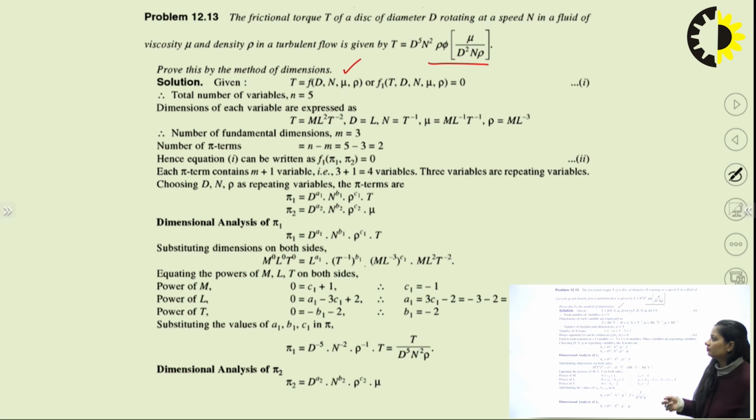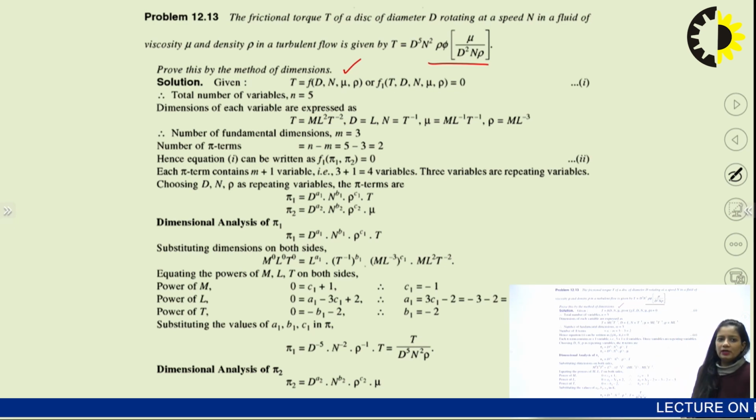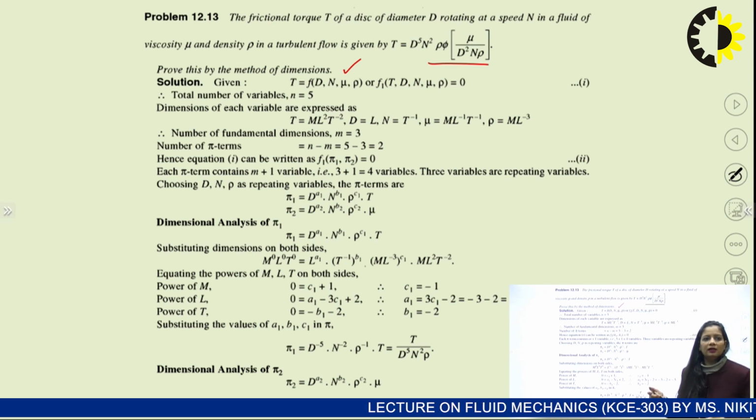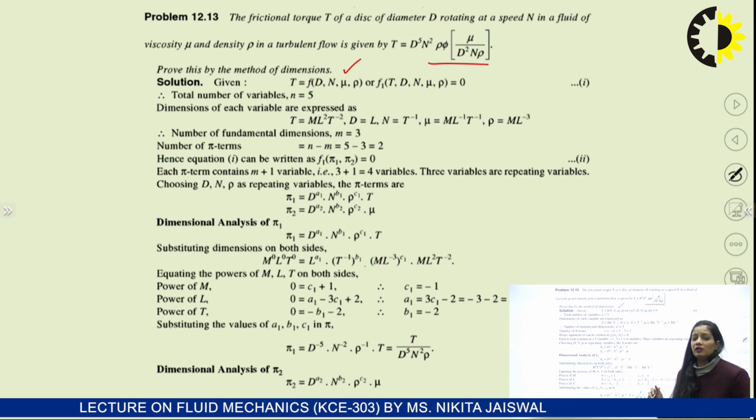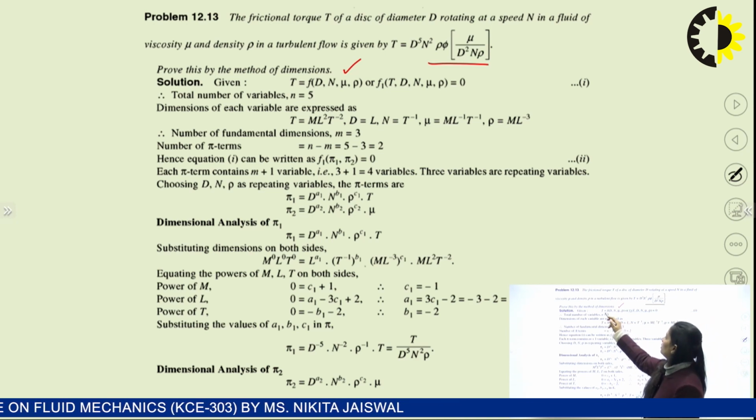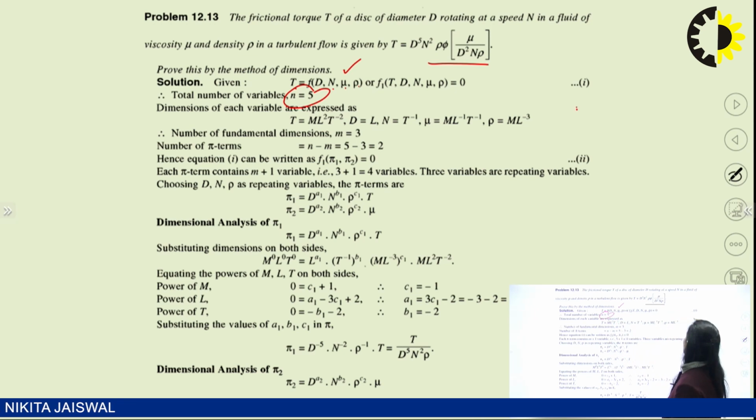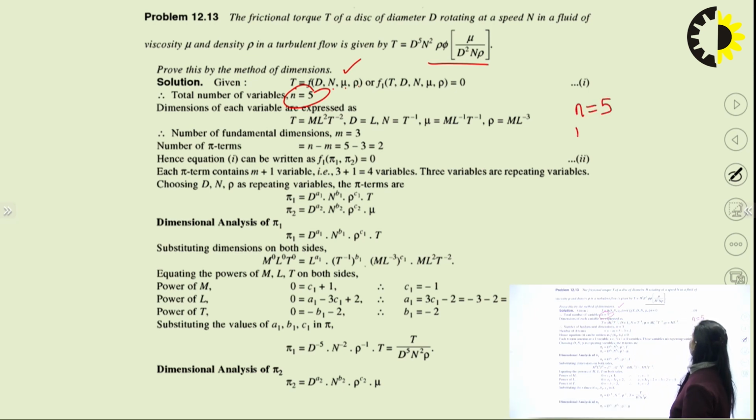Now what is given? The variables involved here are T, D, N, mu and rho, obviously. So here the total number of variables will be what? 1, 2, 3, 4, 5. So your n, the value of n is equal to 5. M is what? M is your 3. So the number of pi terms will be what?